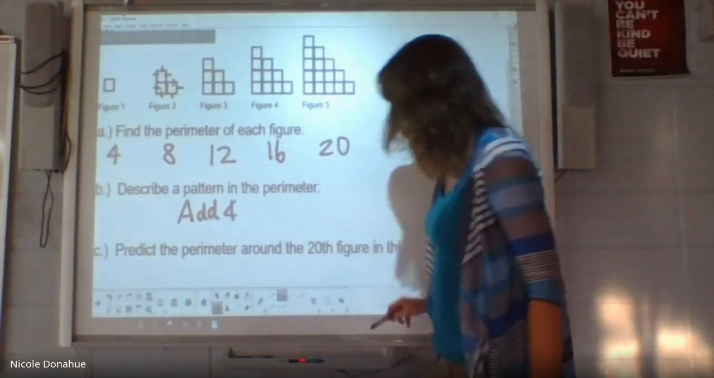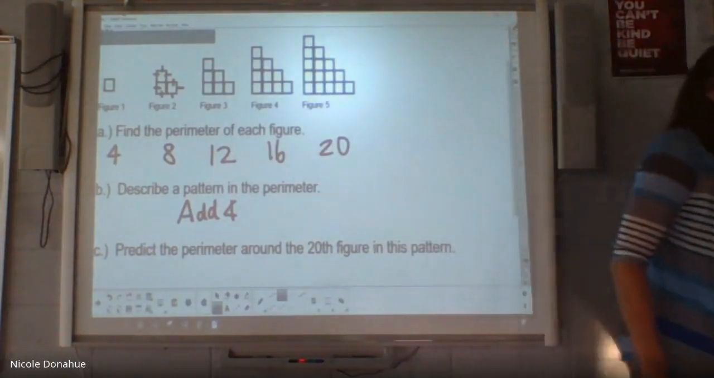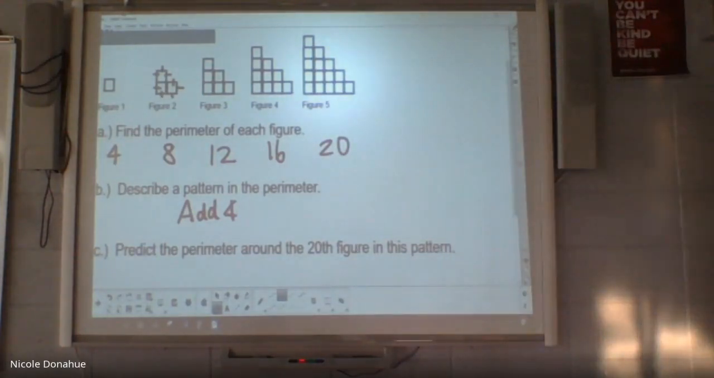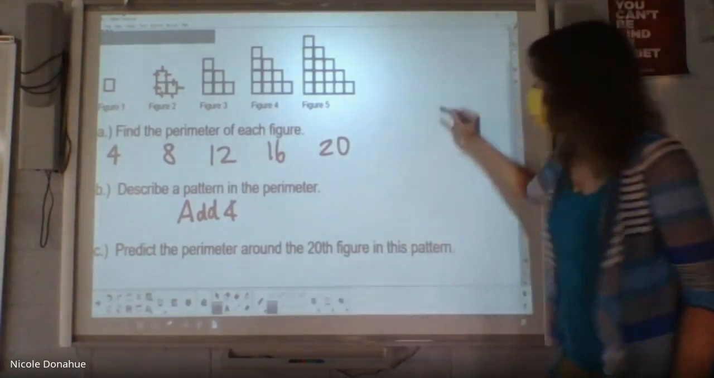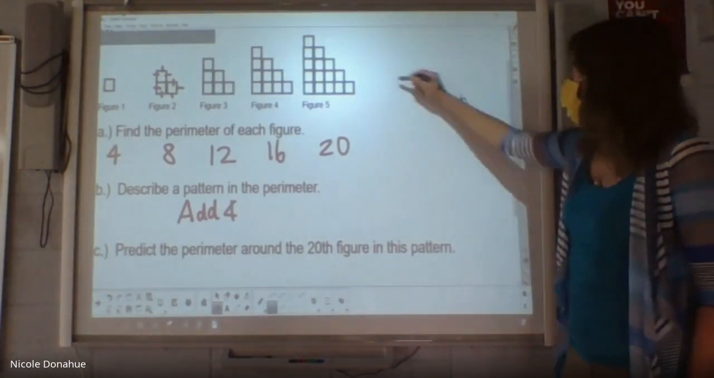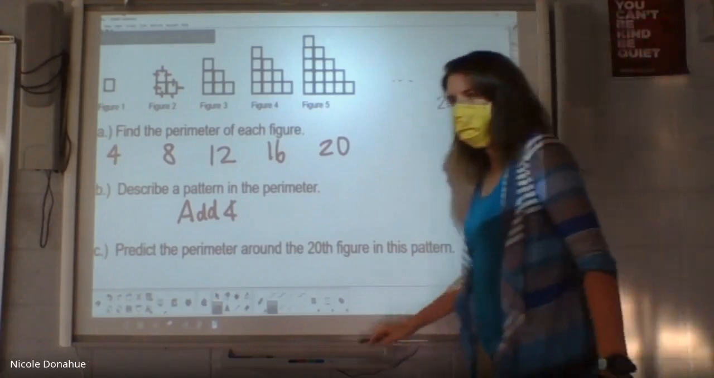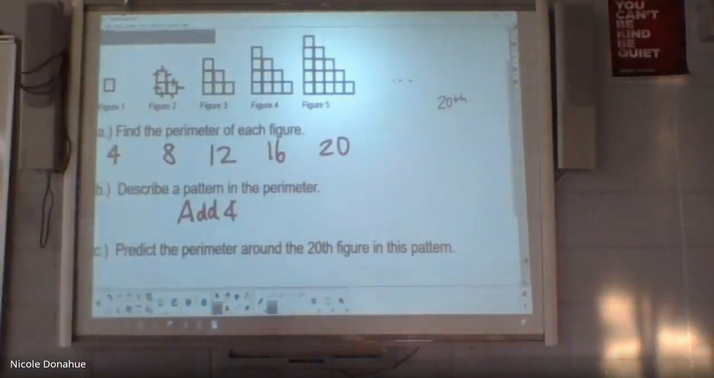Now, this next one, I'm wondering if you guys, without having to draw out or count out, what if I wanted to know how much the perimeter would be in the 20th figure? So we're going all the way up to building a 20th figure, and obviously I don't want you guys to draw figures 6, 7, 8, all the way up to 20. I have a few hands here. Peyton, what do you think? 20 times 4. You guys agree?